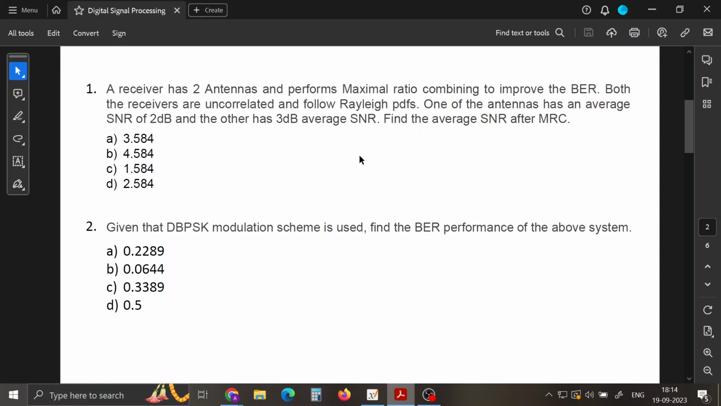Okay, so how do you do this? Very plain and simple. So MRC means just adding, right? It gives the best performance usually. So you add the individual average SNRs, right? So that's exactly what we are going to do. But if you notice the options, they are in the linear scale, right? So you have to convert from dB to linear scale first, and then you can take the sum and find the net average SNR after your MRC. So let's do that.